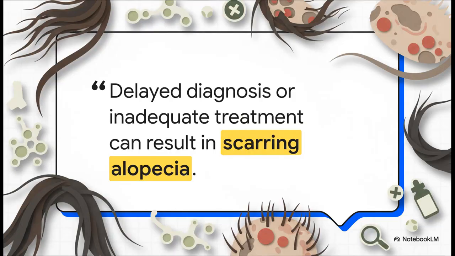And at the end of the day, why does all this detail matter so much? This quote from the source material really hits it home. The stakes are incredibly high. Delayed diagnosis or inadequate treatment can result in scarring alopecia. We're not just talking about a temporary problem. We're talking about preventing permanent, irreversible hair loss.